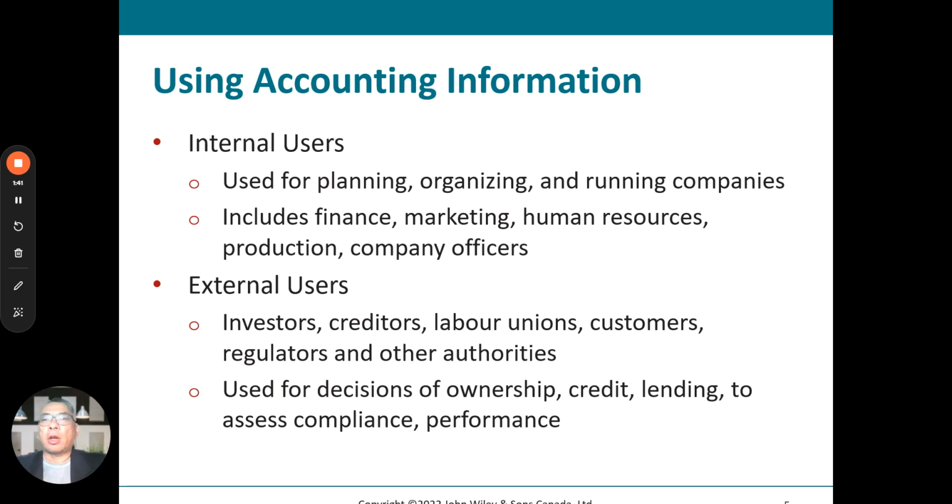Also, who are the external users? There will be investors, creditors, labor unions, customers, regulators, and authorities, using it for decisions on ownership, credit lending, and assessing compliance and performance. Okay, those are the things. When I was working for Nomura as an investment analyst, I did a lot of financial information and investment analysis for investors. Those are the areas where we use the accounting information system.